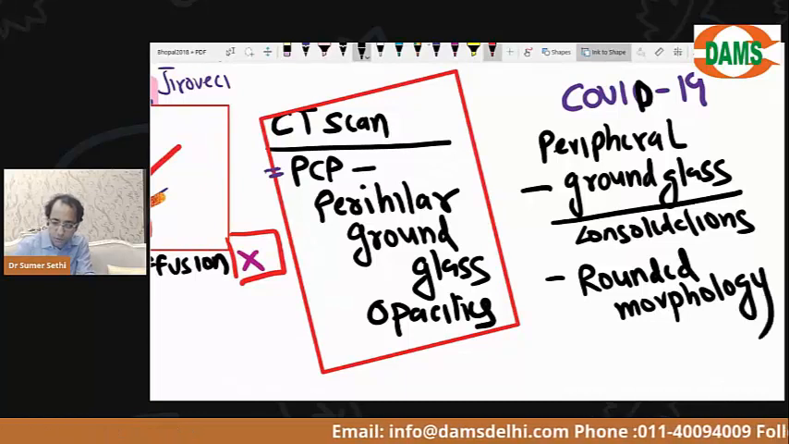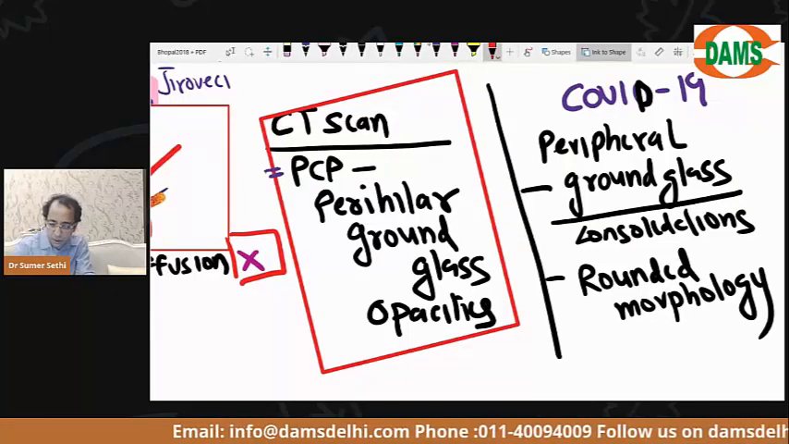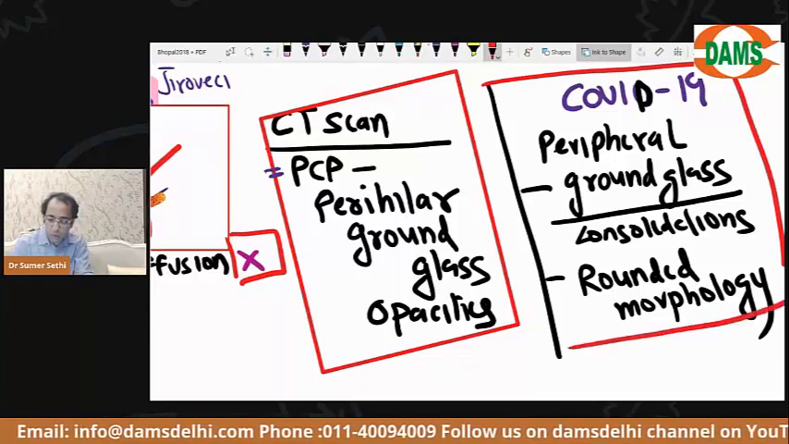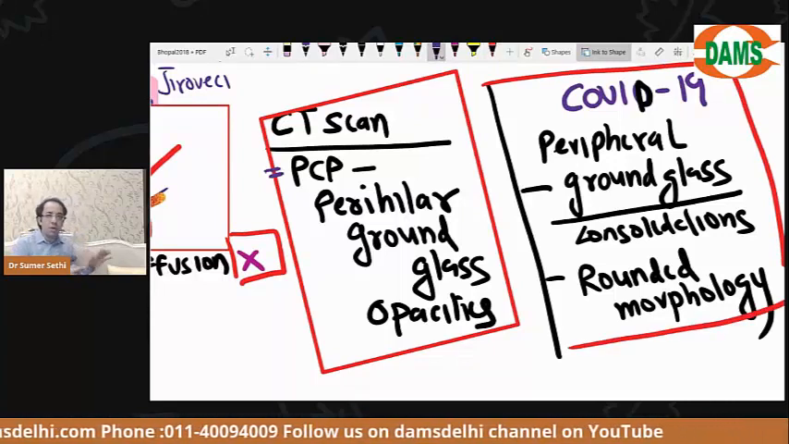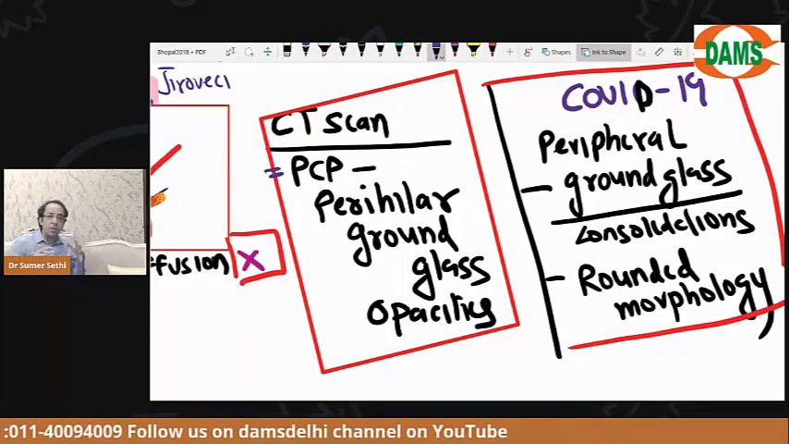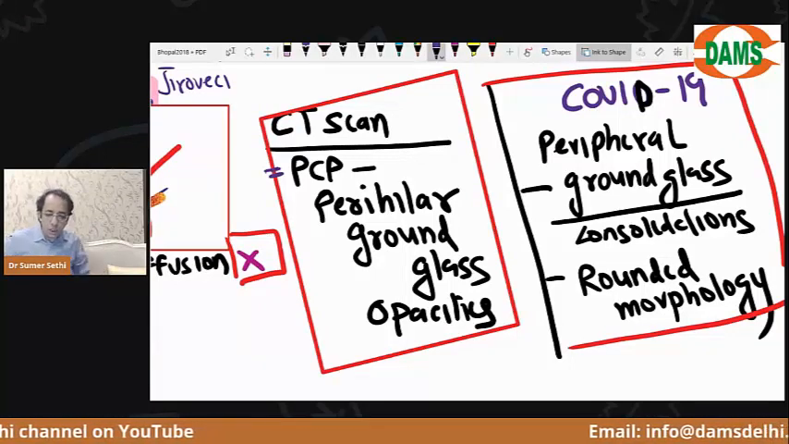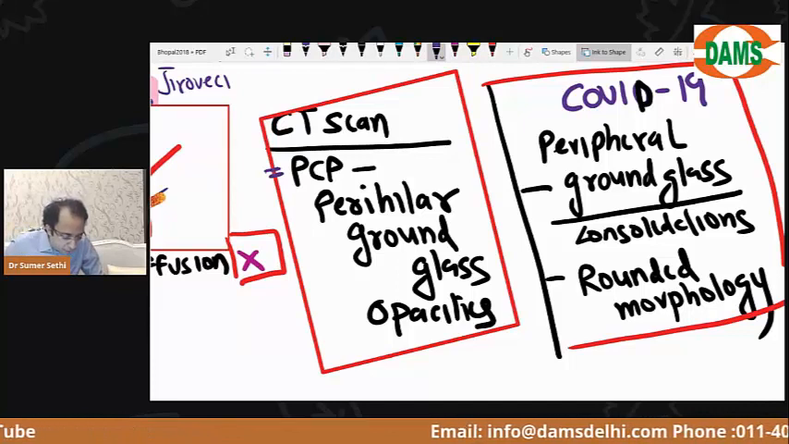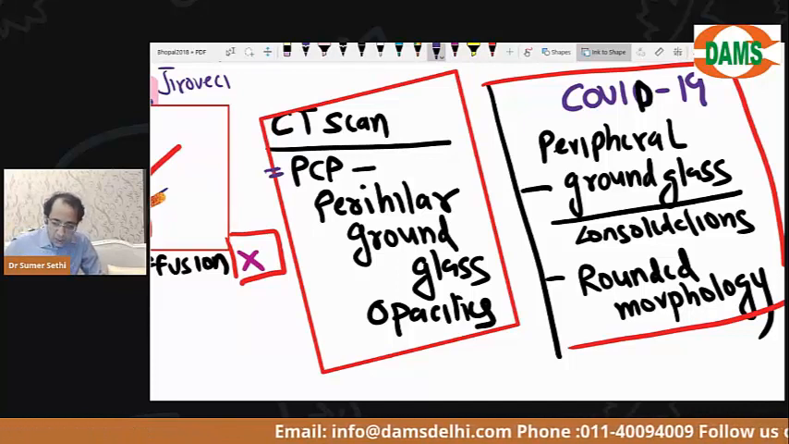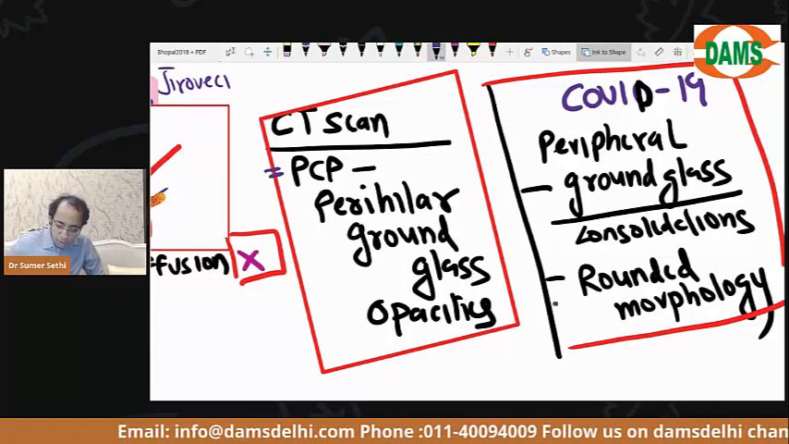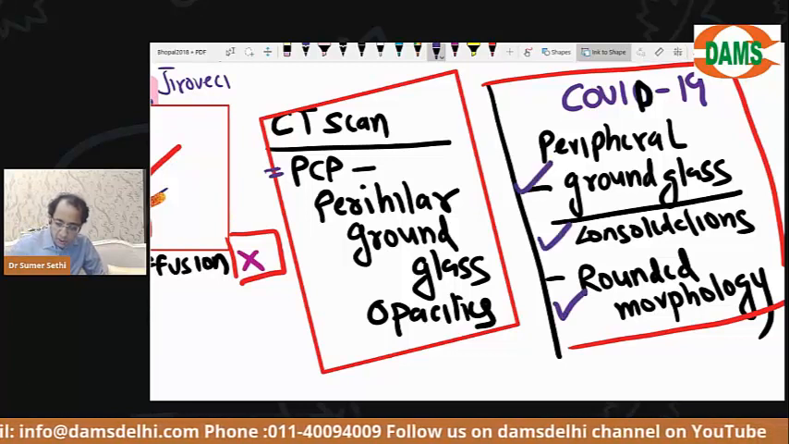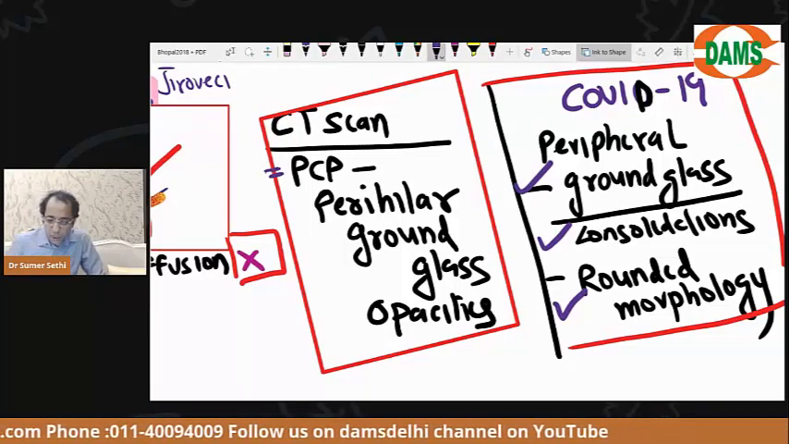Okay. Very important question for this year's exams. Even in pneumocystis, you have ground glass, but this is more central, more around the hilum. While in COVID-19, you get peripheral ground glass opacities, which are bilateral with rounded morphology. These are all typical features of COVID-19 pneumonia.